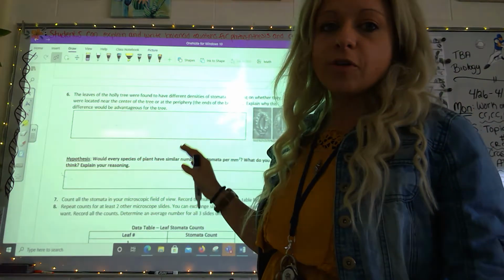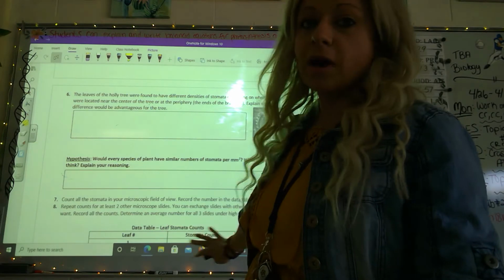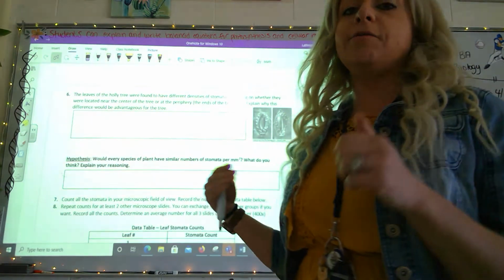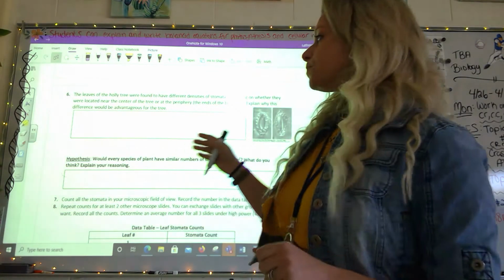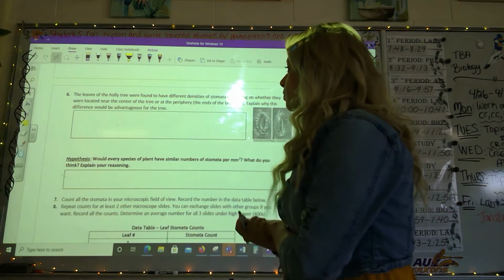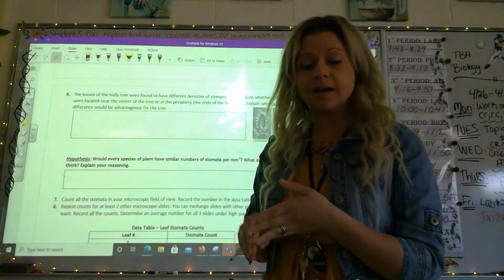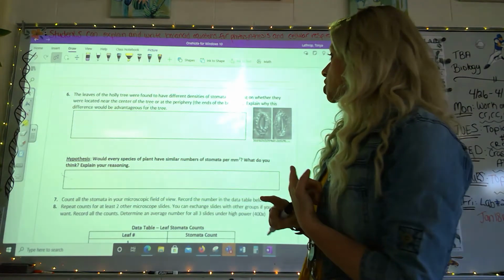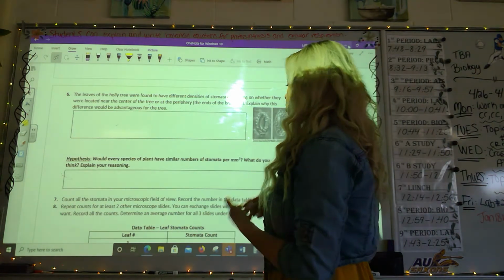Everyone else in here should have all of the pages prior to this, where some of you still might need number 6. So if you haven't, make sure that you're reading and creating some hypotheses, and let me know if you need more help. But number 6 is the leaves of the holly tree were found to have different densities of stomata. Remember, stomata help to maintain water balance and gas exchange. So they say explain the difference would be the advantage for the tree.